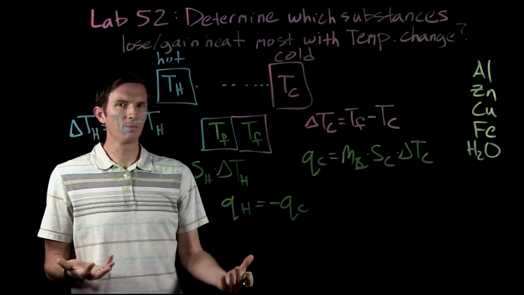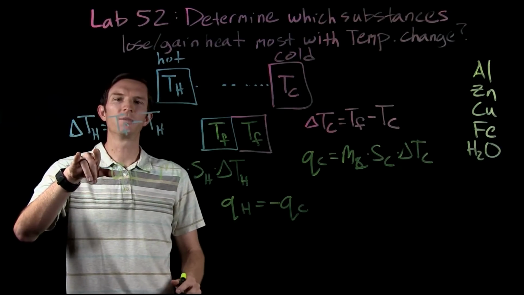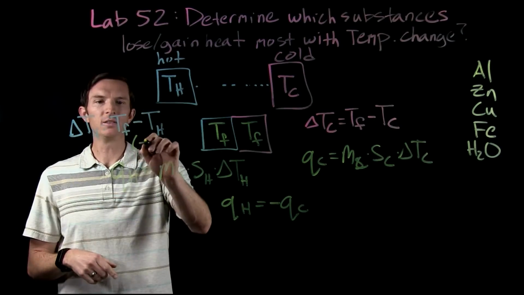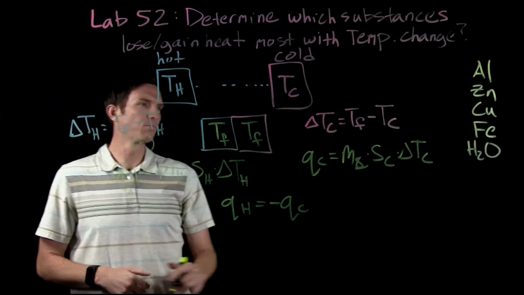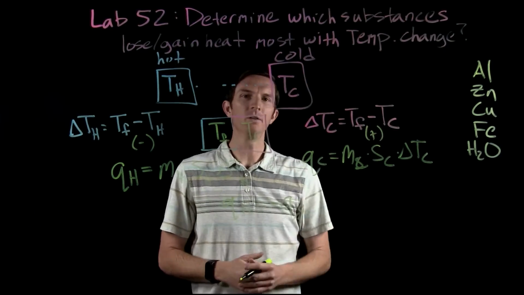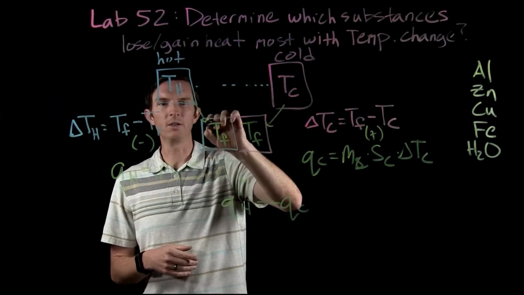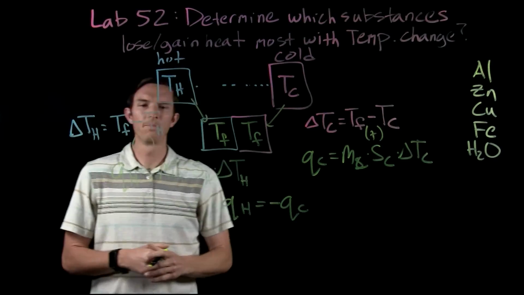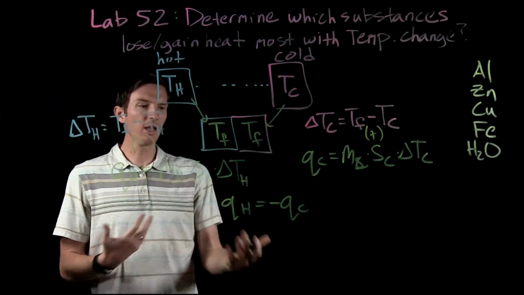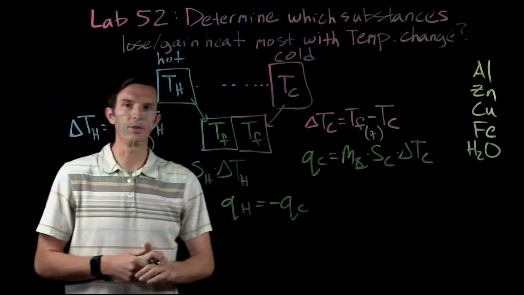Does this make sense numerically or mathematically? We go back to the temperature change of the hot object, and we see this ends up being a negative value. The temperature change for the cold object should be a positive value because we're going to increase in temperature as we go from here to here. We're going to decrease in temperature for the hot object. So now we have a relationship for a hot object and a relationship for a cold object.